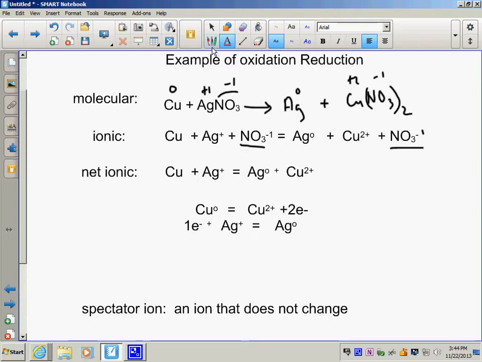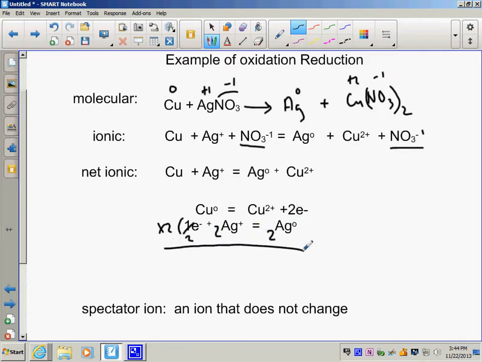So whenever we're balancing these things, I want to make sure my electrons here and here are equal. This whole process goes twice. Electrons lost are electrons gained. This one runs once, this one runs twice. The overall balanced reaction would be right here.